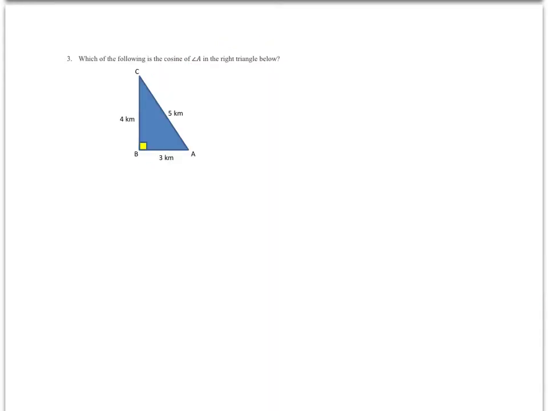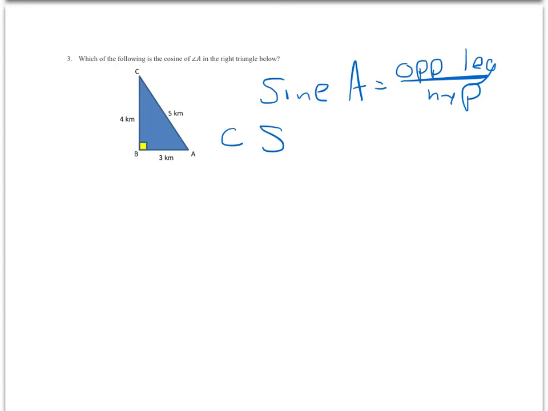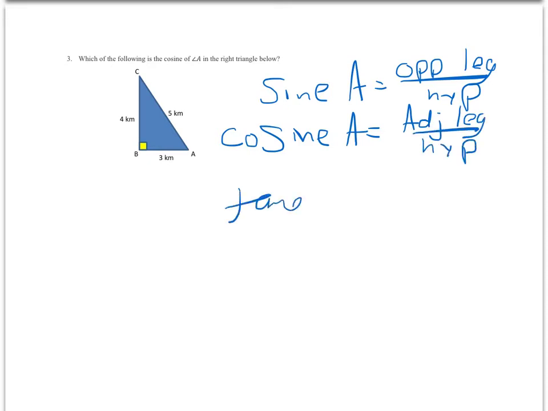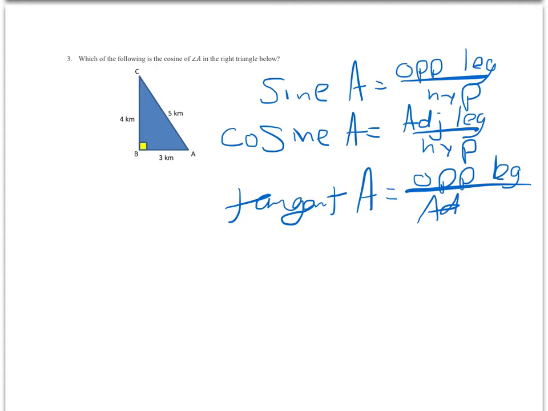Question 3: which of the following is the cosine of angle A in the right triangle below? Quick review. Sine of an angle, such as A, is the opposite leg over the hypotenuse. Cosine of angle A is the adjacent leg over the hypotenuse. Tangent of A is the opposite leg over the adjacent leg.